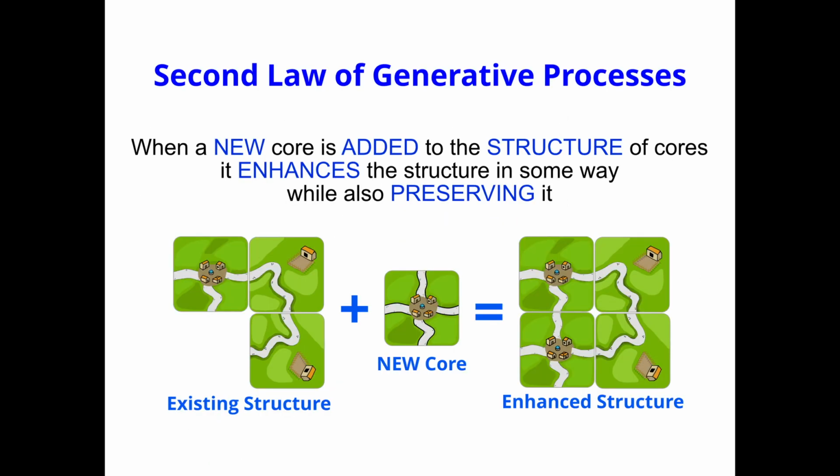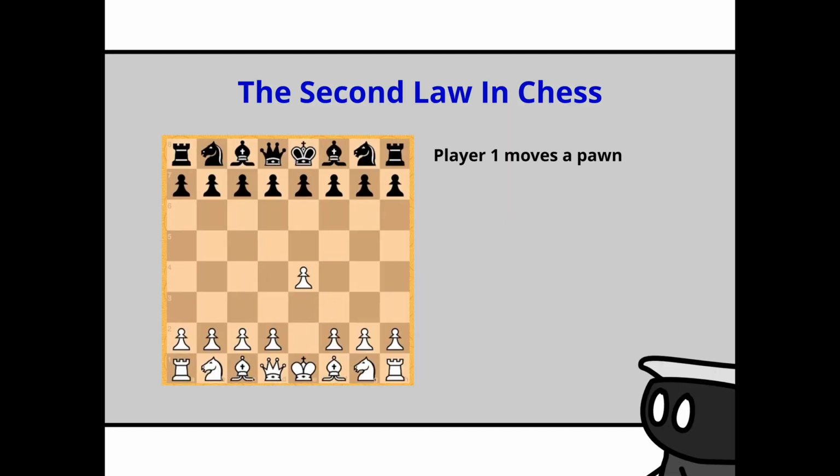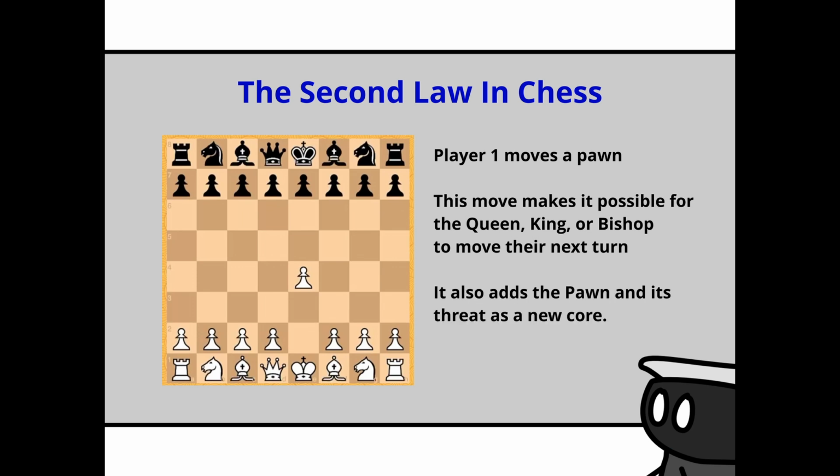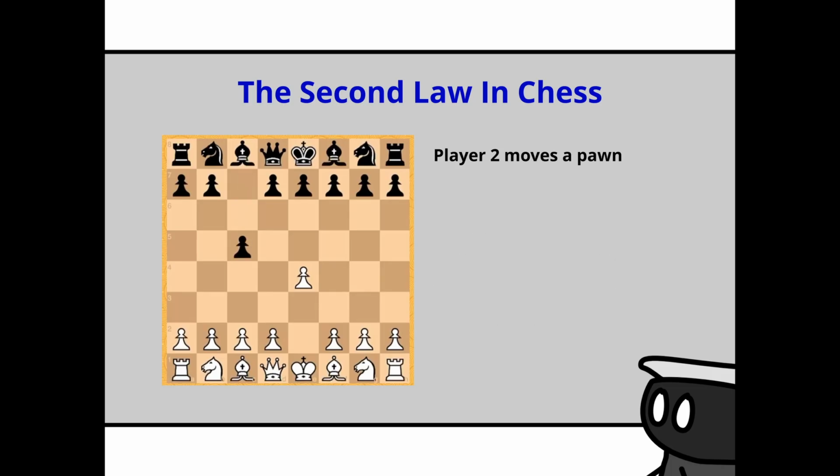The second law of generative cores states that whenever a core is added to the existing structure by the first law, the structure is enhanced, but most importantly also preserved by this new core. For instance, in chess, every piece that is moved changes the current structure of moves, making it more complex and deep. It is enhanced by every move.